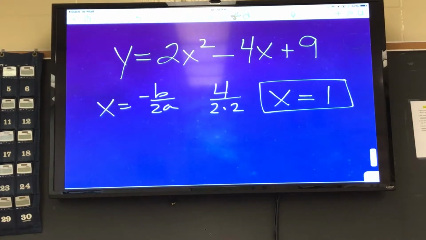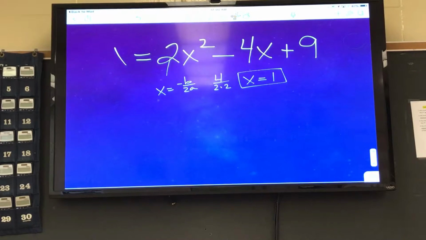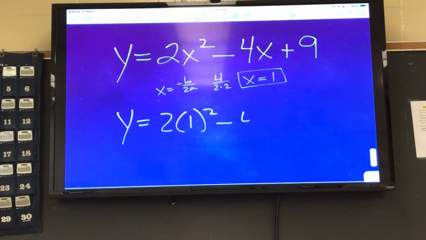Okay, did you do that? All right, well, this is what you do. You just plug the x value right into that exact equation. So I'm going to say y equals 2 times 1 squared minus 4 times 1 plus 9.